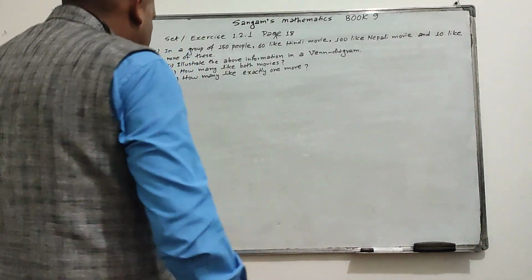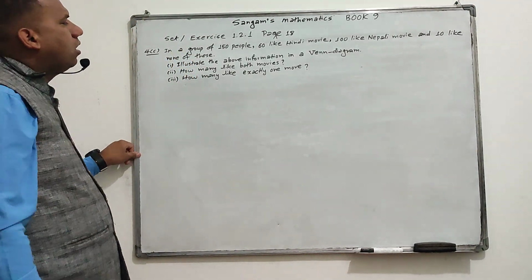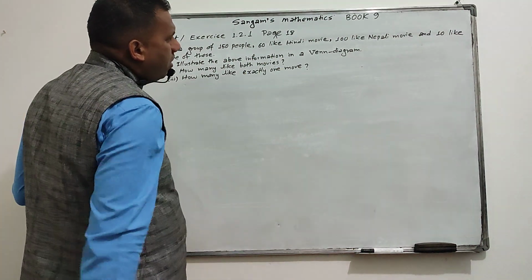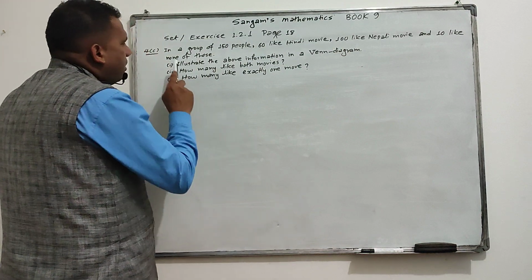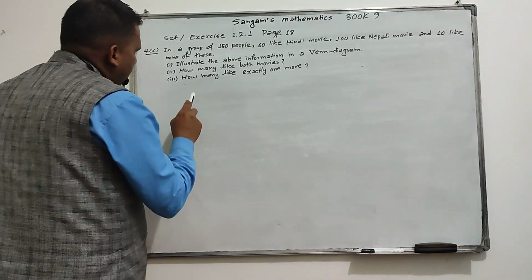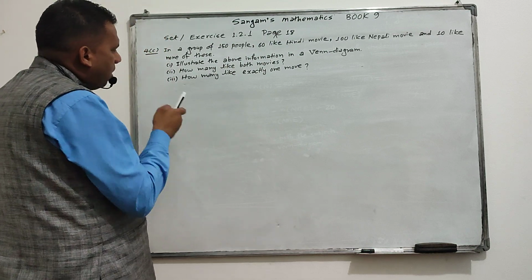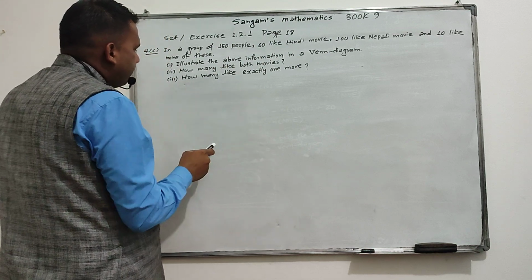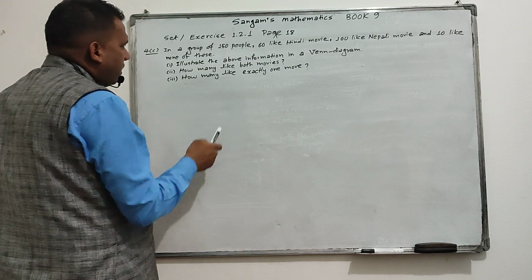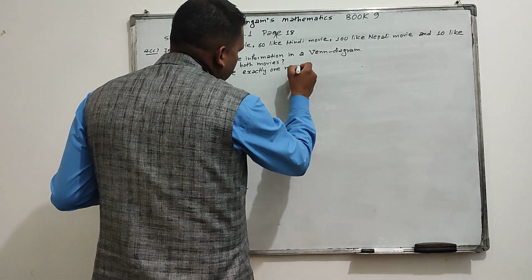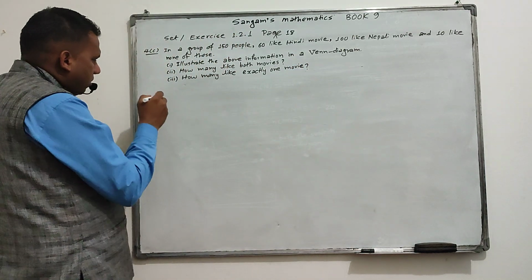Now question number 4c. The question is: in a group of 150 people, 60 like Hindi movie, 100 like Nepali movie, and 10 like none of these. Then (i) illustrate the above information in a Venn diagram, (ii) how many like both movies, (iii) how many like exactly one movie? Now its solution.